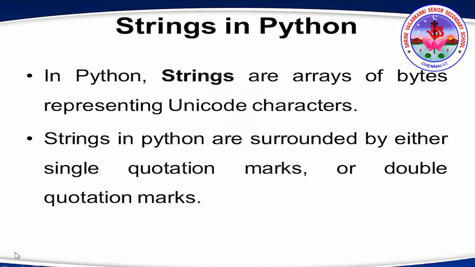In Python, strings are a set of characters put together, and these represent Unicode characters. So we have a sequence of bytes put together which is called a string. In strings, we have the characters enclosed within single quotes or double quotation marks.